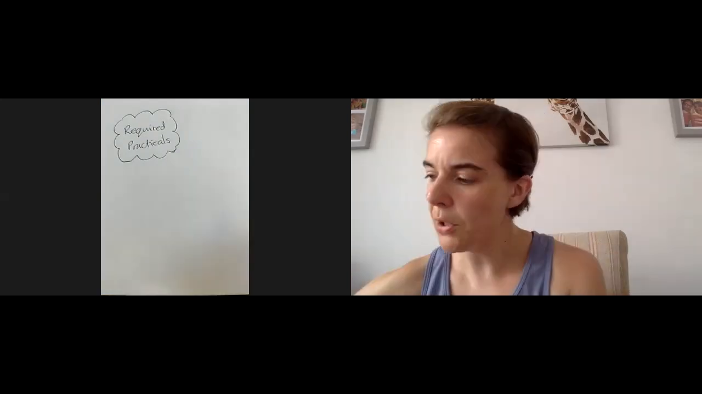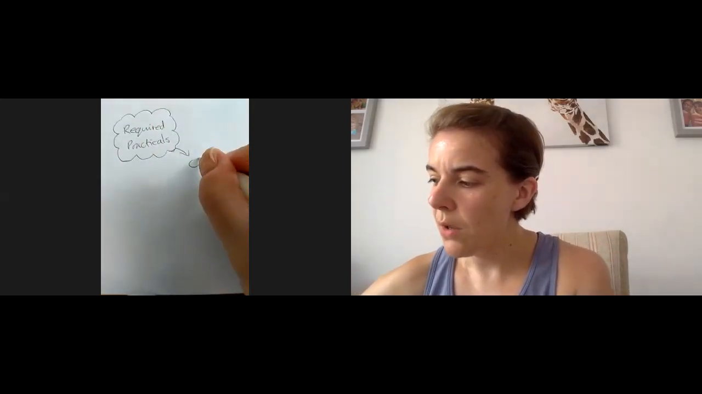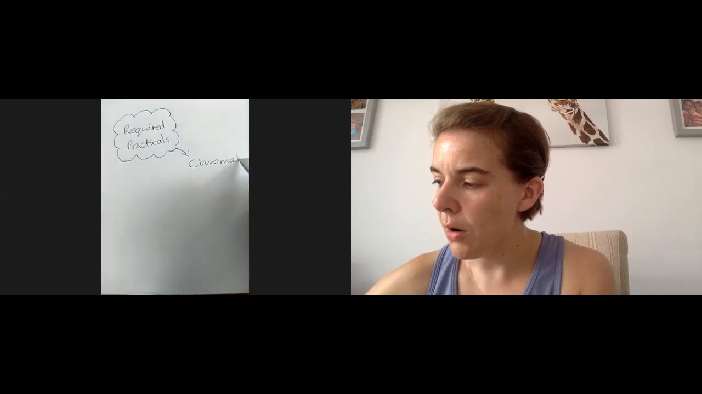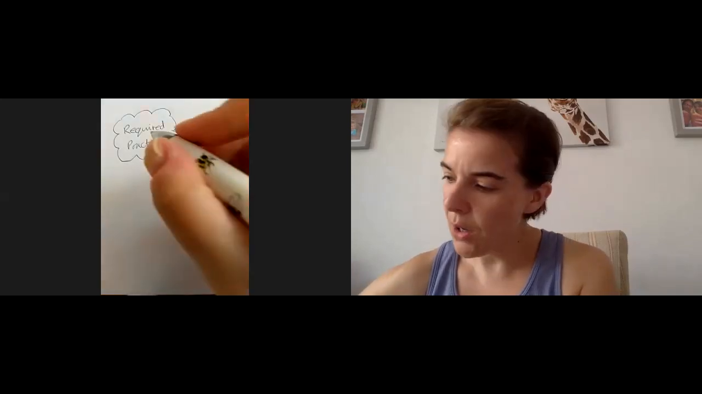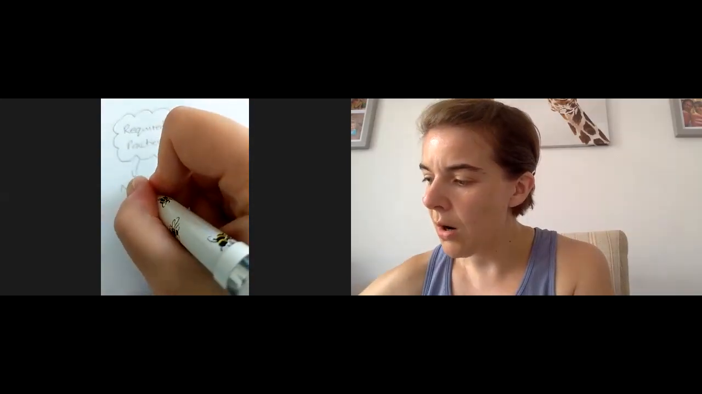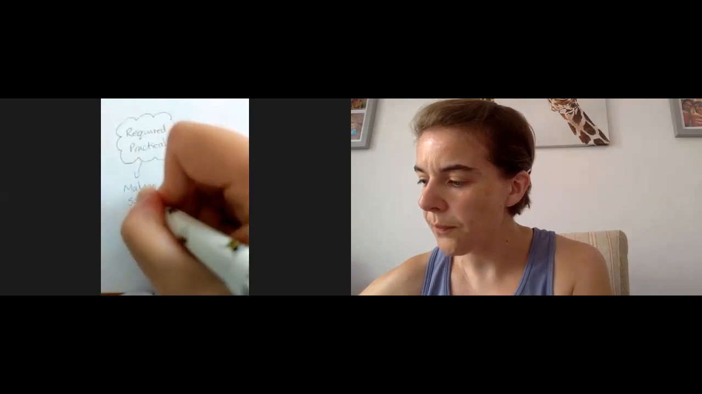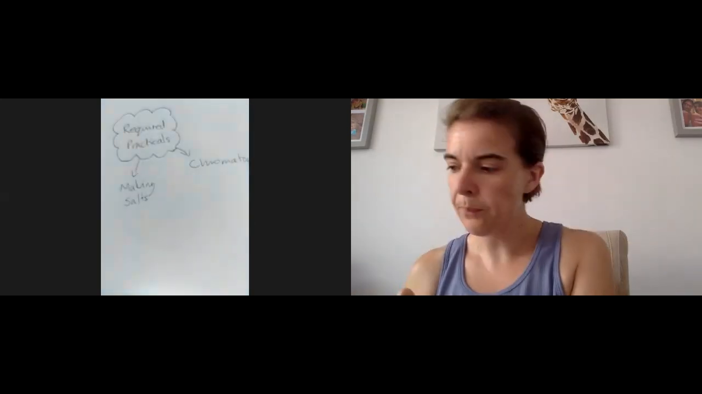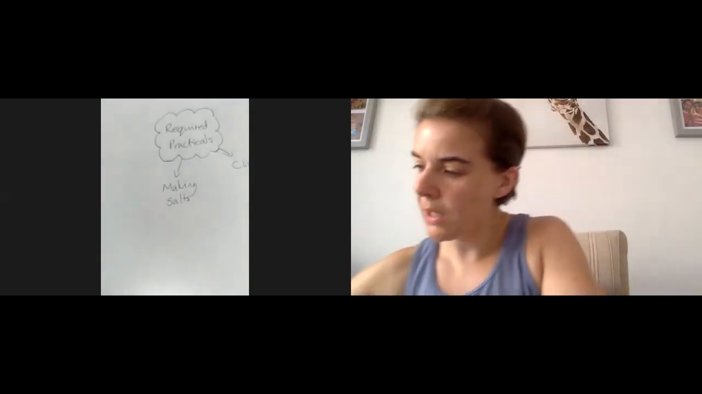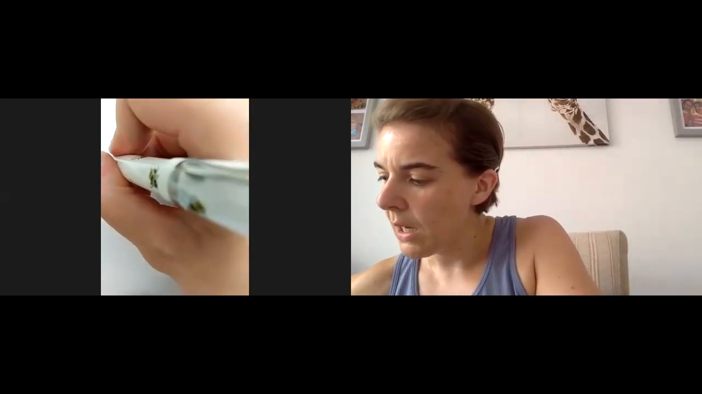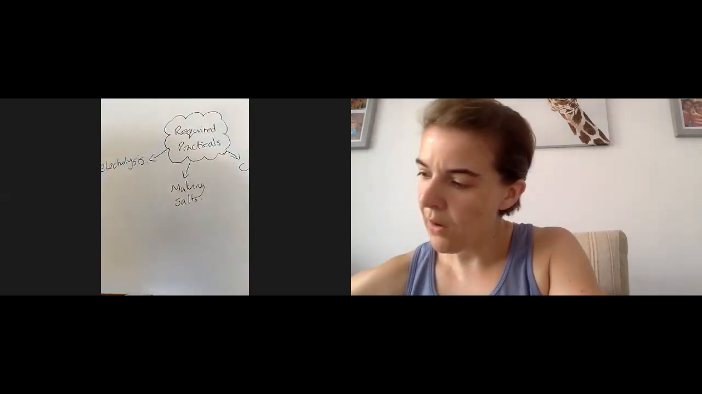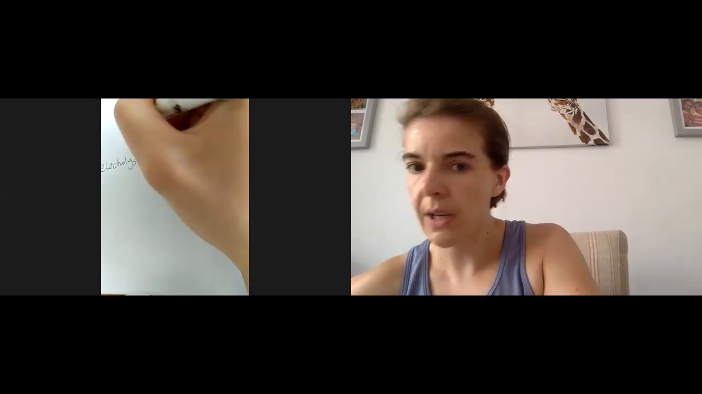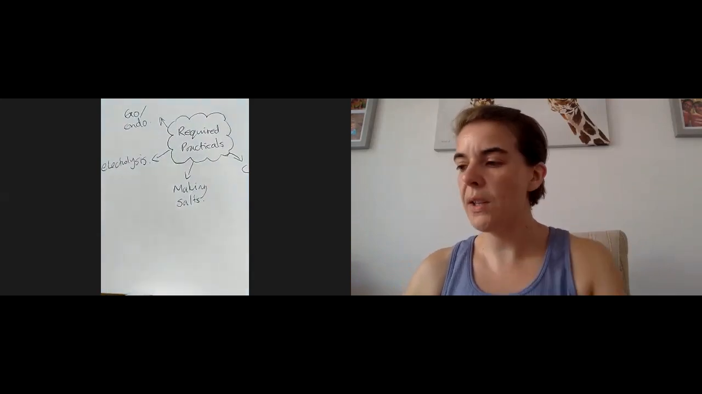Okay. So for chemistry, I know that we have a required practical on chromatography, so I'm going to put that on my next branch. I know that we have a required practical on making salts, so that's going to be one of my branches. We have a required practical that is all about electrolysis, so I'll put that on there. We have one on exothermic and endothermic reactions. Okay, and if you can see that, I've just written exo/endo.